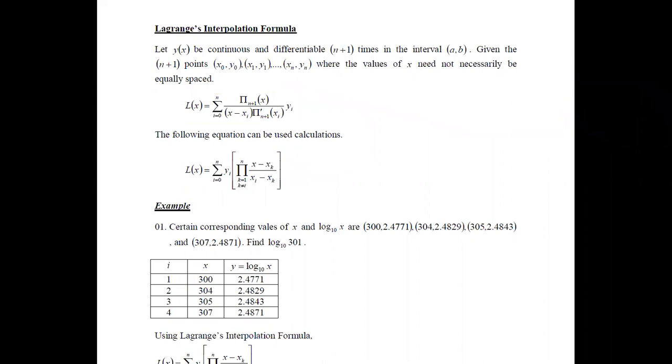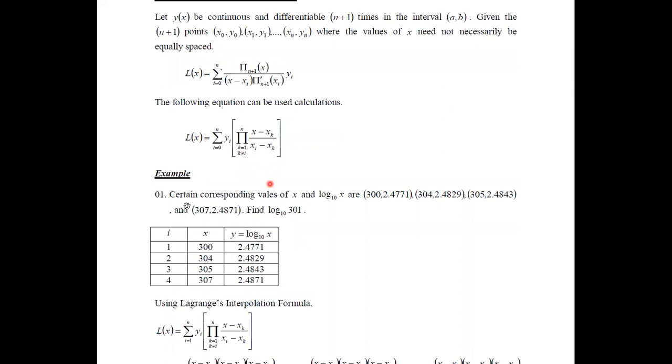This is an example which we can discuss for Lagrange's interpolation formula. Here certain corresponding values of x and log x with base 10 are given. I have tabulated these values, and the pairs are 302, 2.4771. Likewise, they have given four sets of values, and we are asked to find the value of log 301 for base 10.